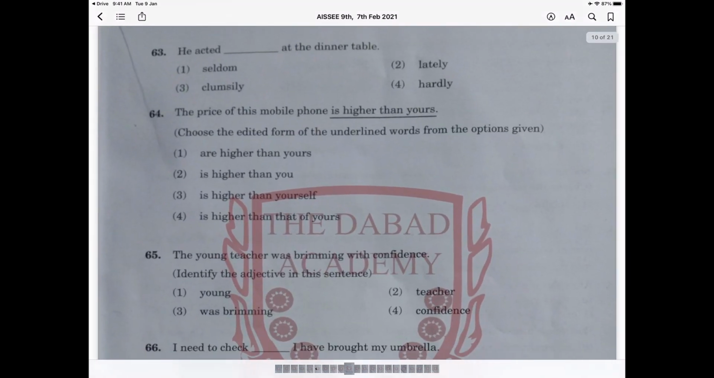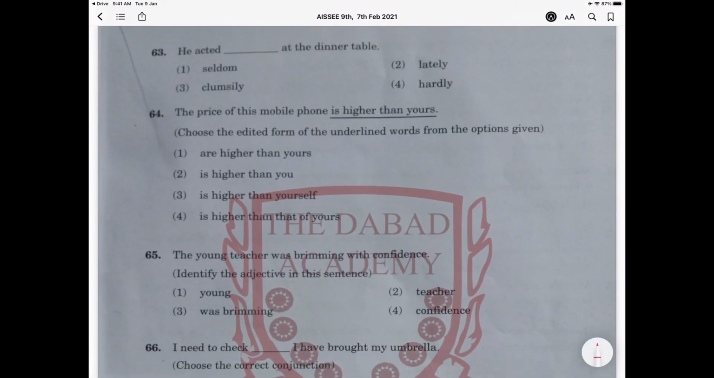Moving on to the next page. In question number 63, he acted dash at the dinner table, and the correct answer for this is clumsily, option number 3. In 64, the price of this mobile phone is higher than yours, and you have to find the edited form of the underlined words from the options given, and the correct answer for question number 64 is option number 4, is higher than that of yours.